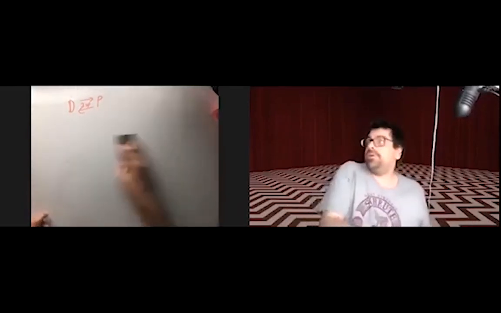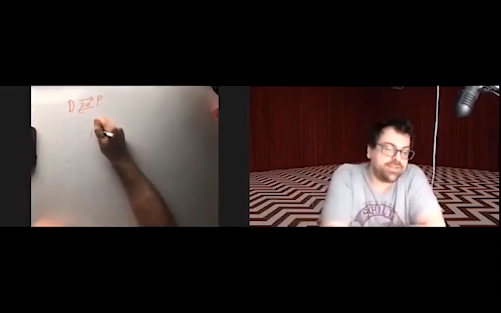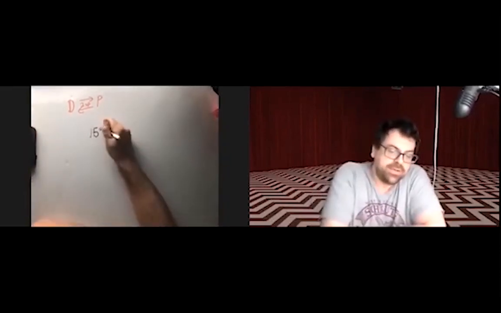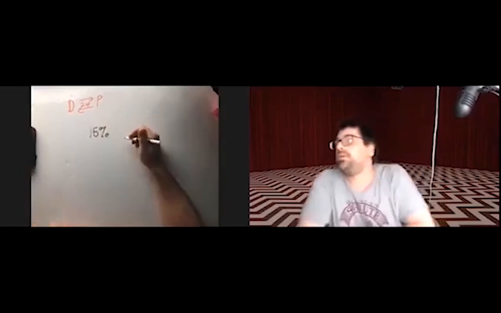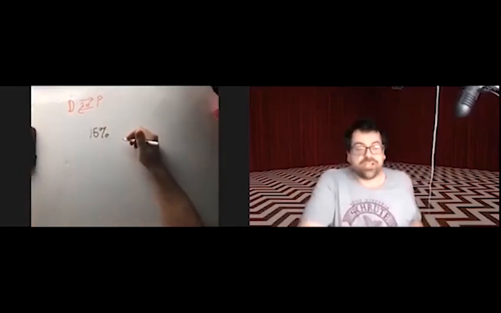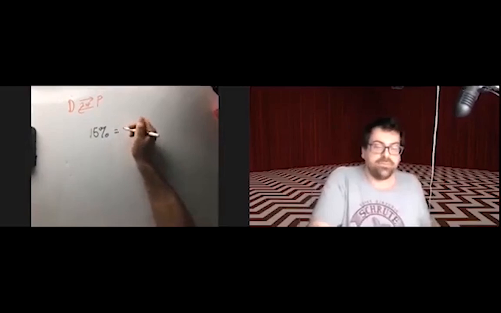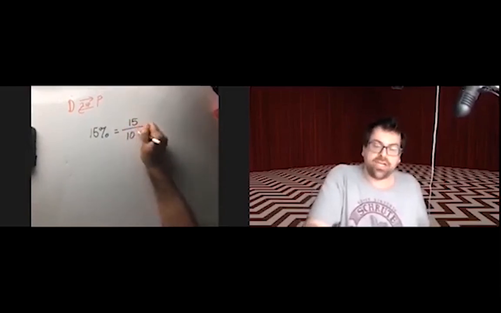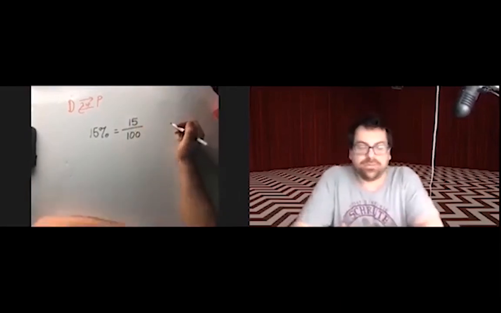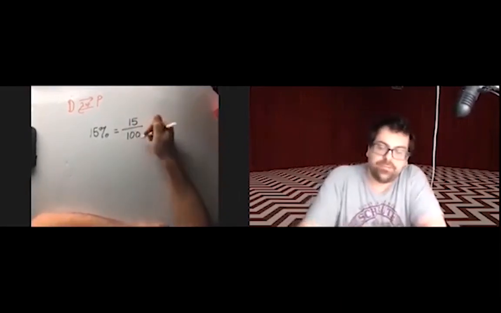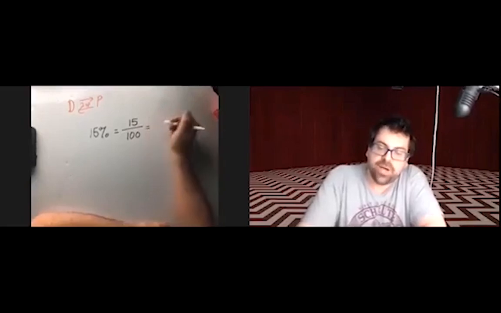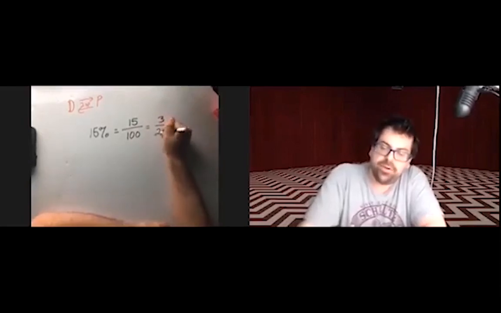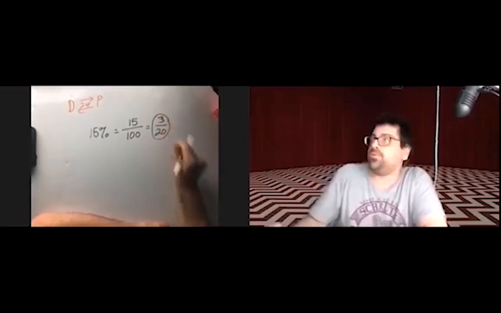Next up, 15%. And we're doing the same thing. We want to make this a fraction or mixed number in simplest form. 15% is 15 over 100. If we reduce, divide top and bottom by 5, we get 3/20.